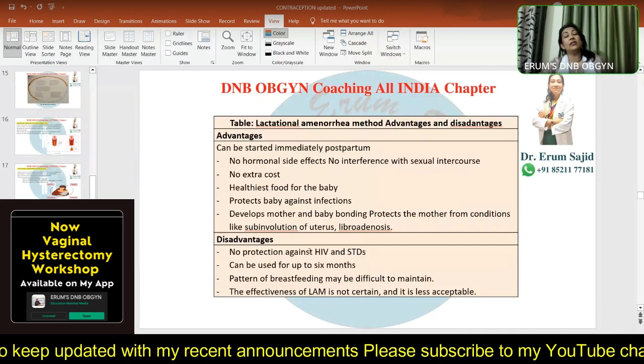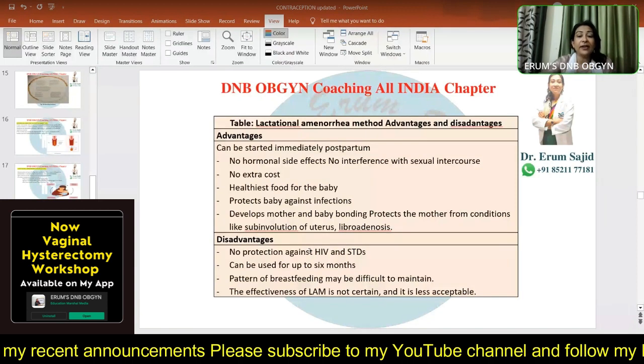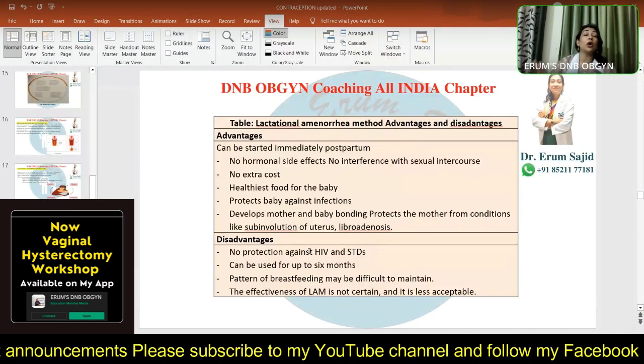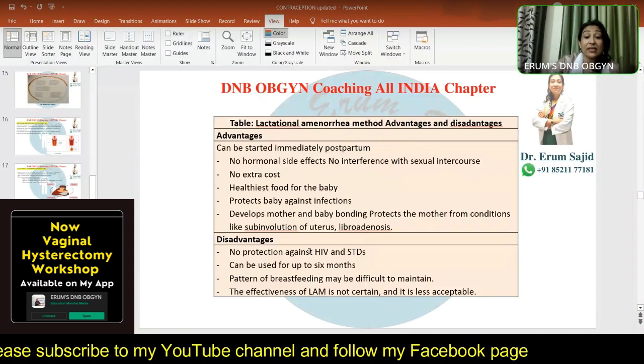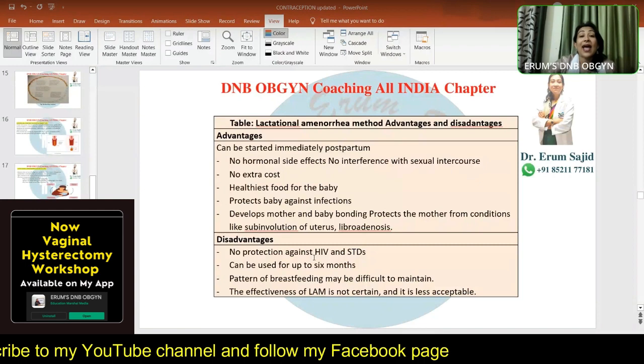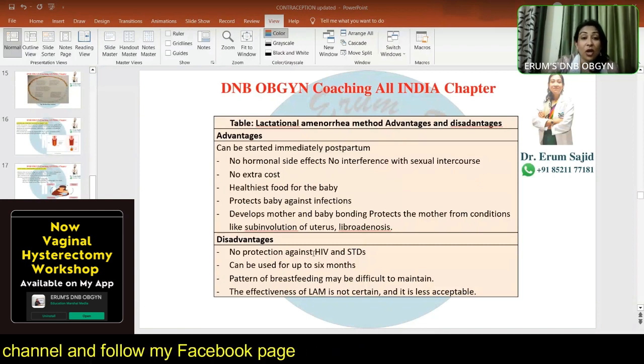And the disadvantages: it does not protect against HIV, like so many other contraceptive methods. You can write this statement down in almost all contraceptive methods, right? Can be used maximum up to 6 months. Maximum, I'll say. And the effectiveness of LAM is not certain. It's not certain.